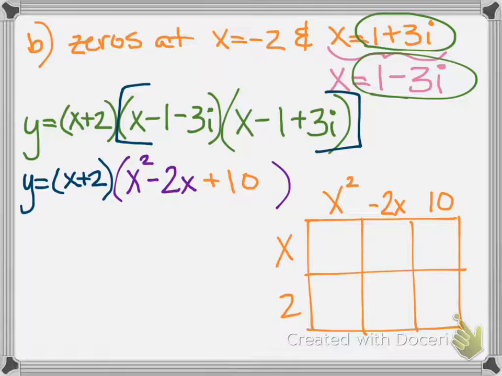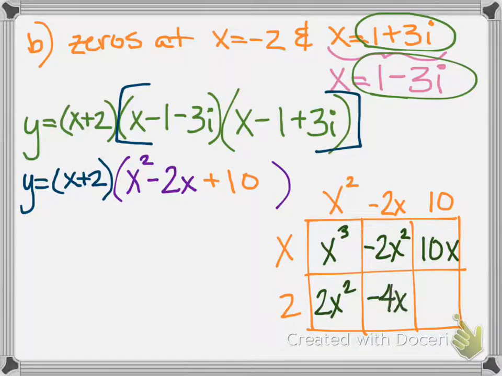And again, go through and fill in all your boxes. x times x squared is x to the third. x times negative 2x is negative 2x squared. Multiply x times 10 for 10x. 2 times x squared is 2x squared. 2 times negative 2x is negative 4x. And 2 times 10 is 20.